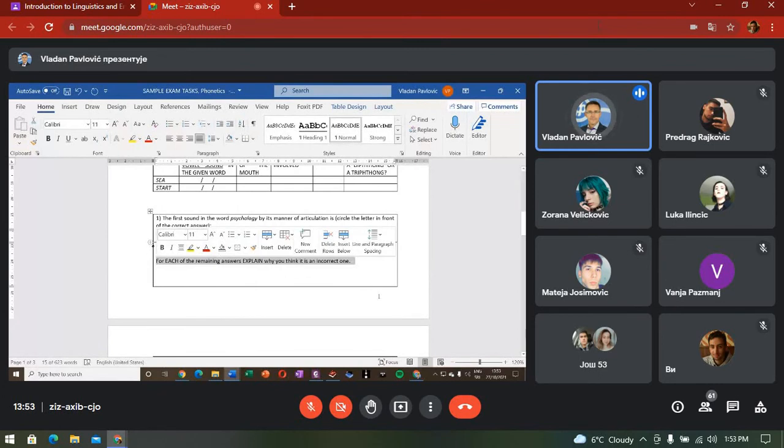Dakle, šta ćemo reći? Koji je ovde tačan odgovor? The first sound in the word psychology by its manner of articulation is koji. Šta je od ovoga? Ne, obrati pažnju, da li je alveolar uopšte manner of articulation?